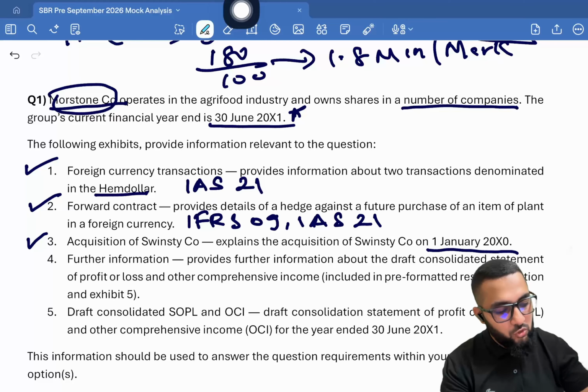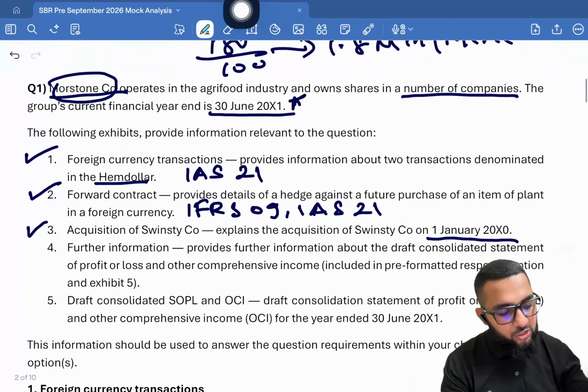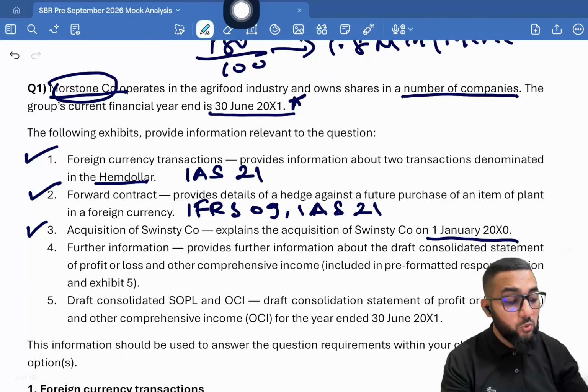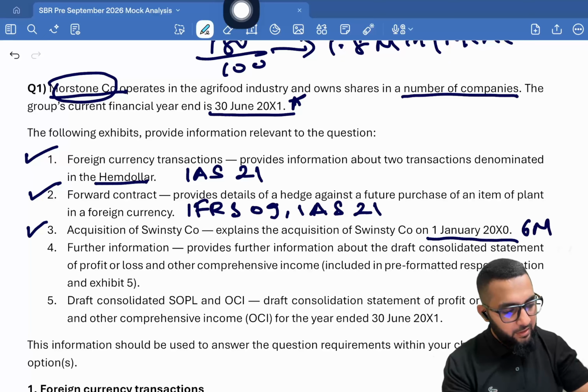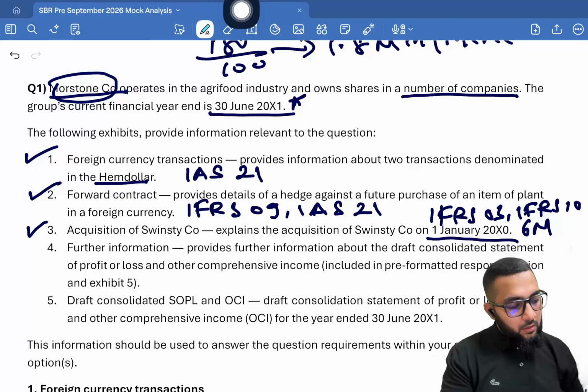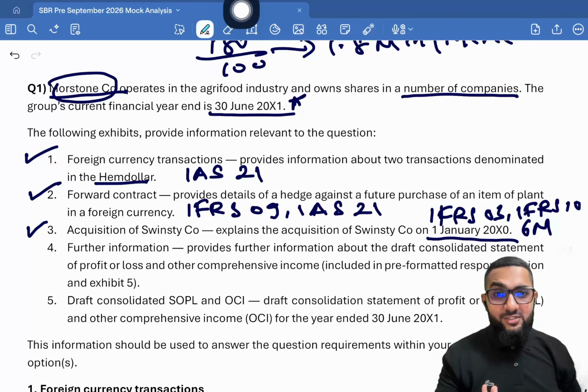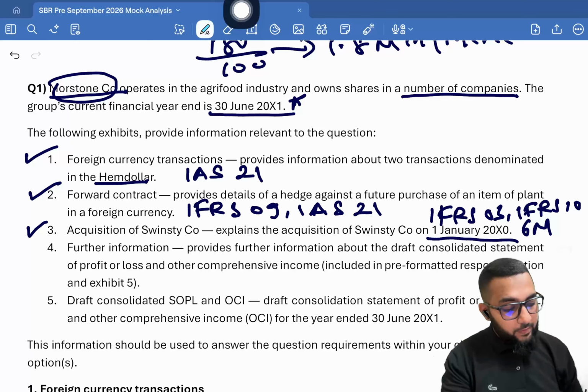1st January 20X0. The year end is 30th June 20X1. So Swinstico is going to be there for the period January to June. So that's 6 months, right? 6 months. And the standards that apply here are IFRS 3, IFRS 10. All right. And in case it's an associate, IAS 28 applies. Further information is given in Exhibit 4, which provides further information about the draft consolidated statement of profit or loss and other comprehensive income.